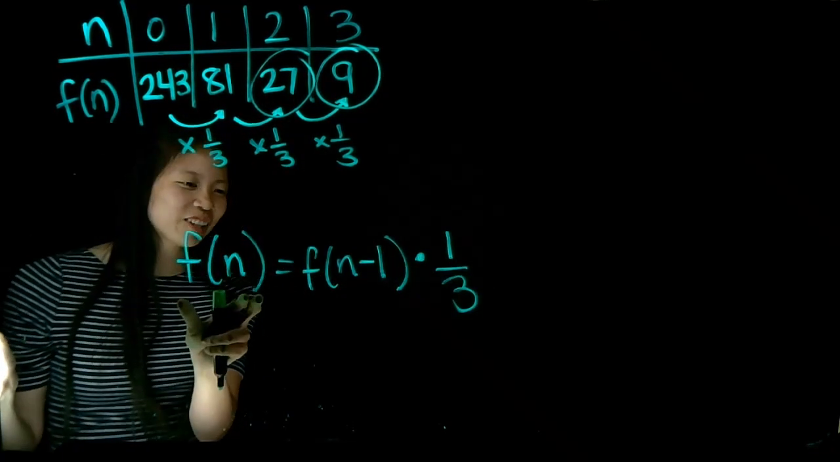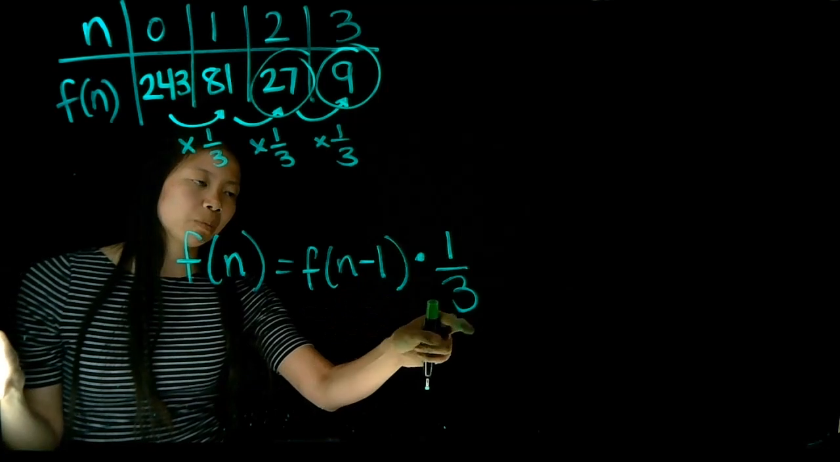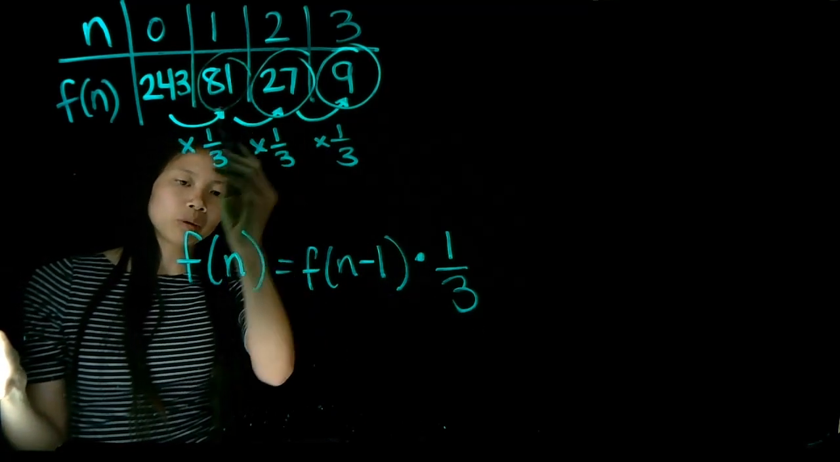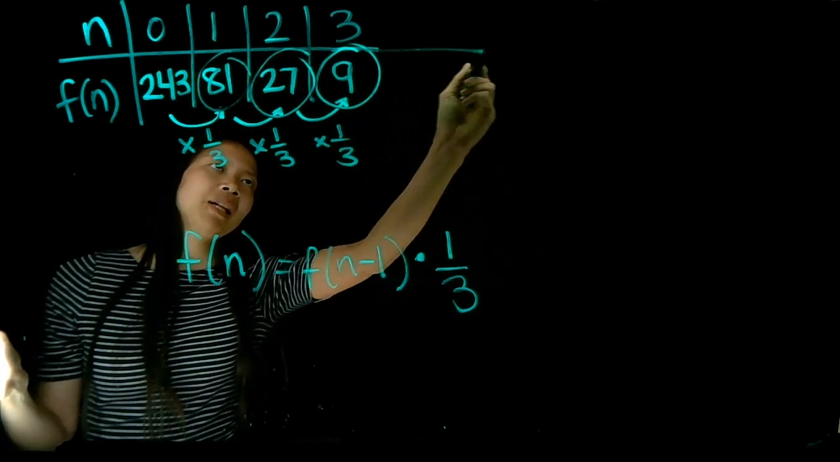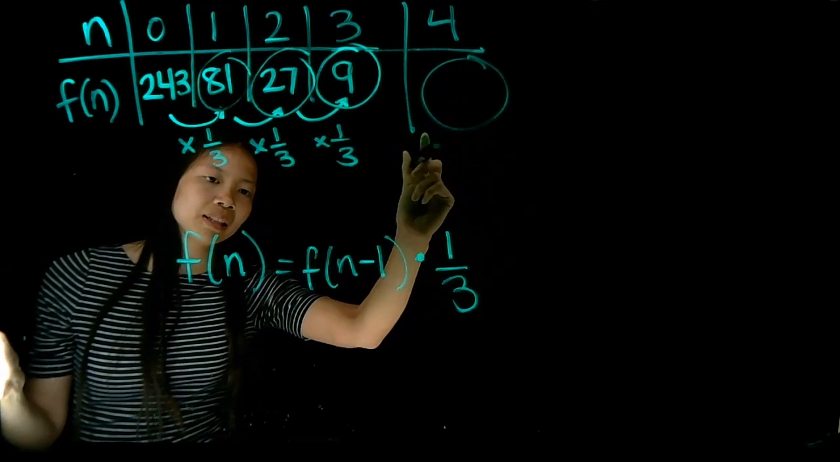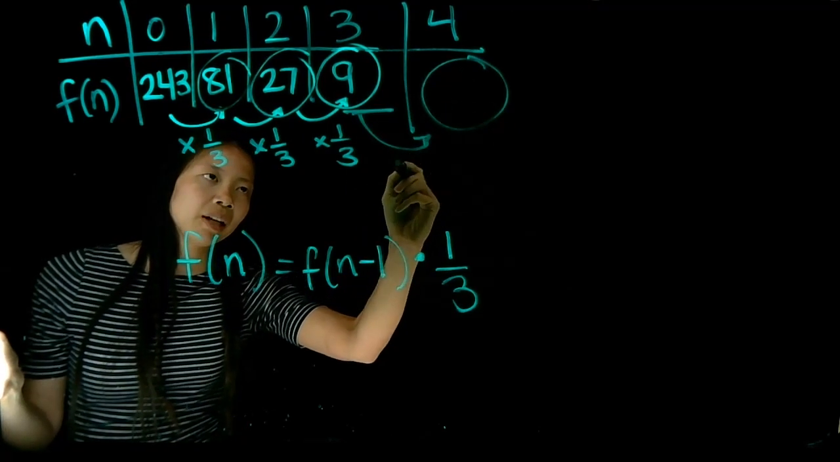To get our current term, we take the previous term and multiply it by 1/3. To get this term, I have to take the one before it and multiply by 1/3. I want to get my next term, the fourth term. To get this one, I'm going to have to take the one before, 9, and times it by 1/3.